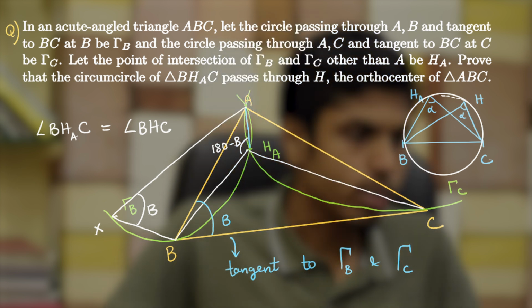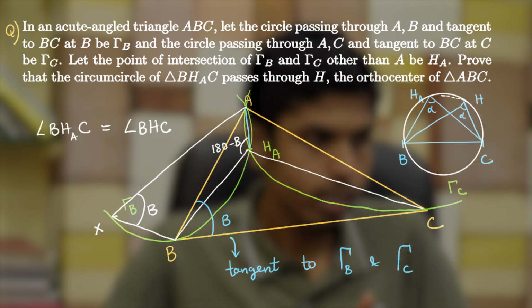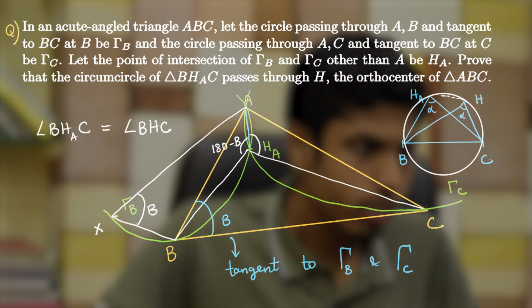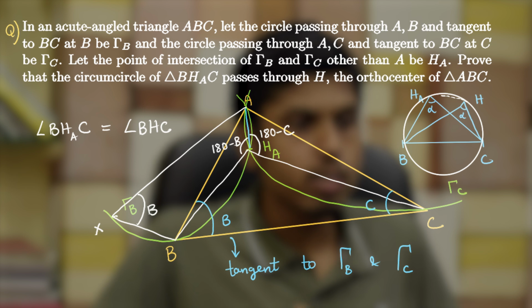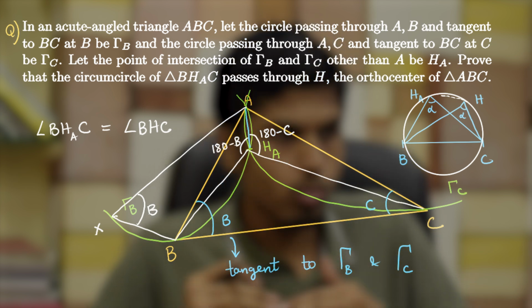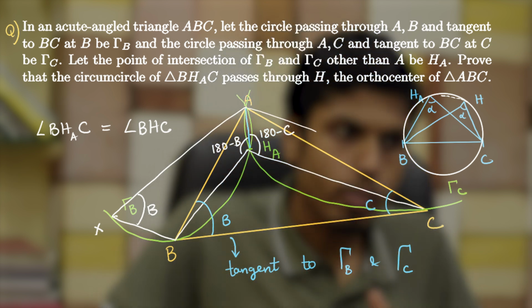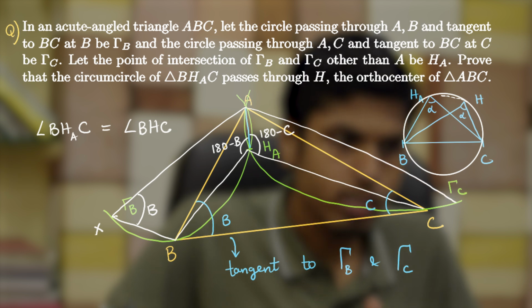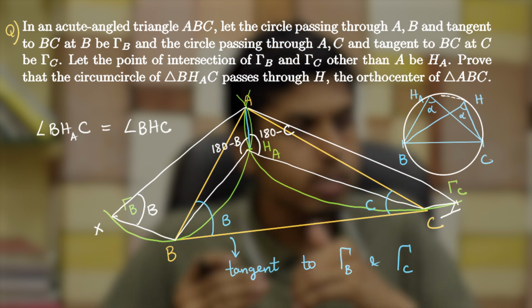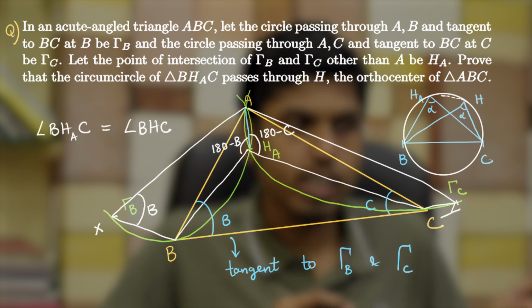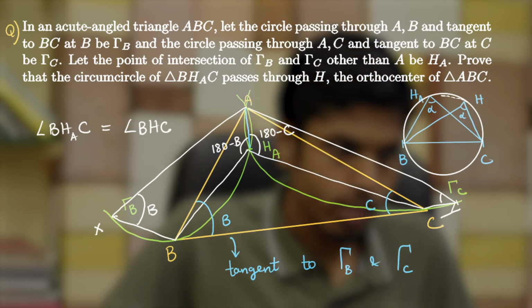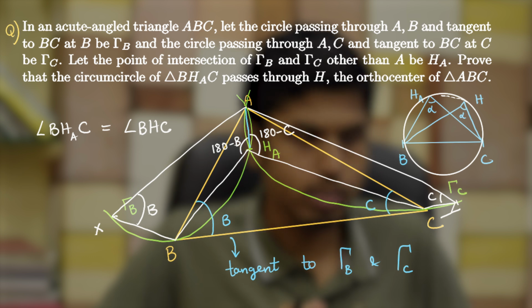And when you consider the other circle gamma C, by a similar argument, one could prove that this angle is 180 minus C, because the chord AC subtends angle C with the tangent. So you can again take some arbitrary point on the circle gamma C, namely Y, and considering quadrilateral YAHAC, you will get the angle AHAC as its opposite angle. So this would be C. So the opposite angle would be 180 minus C.